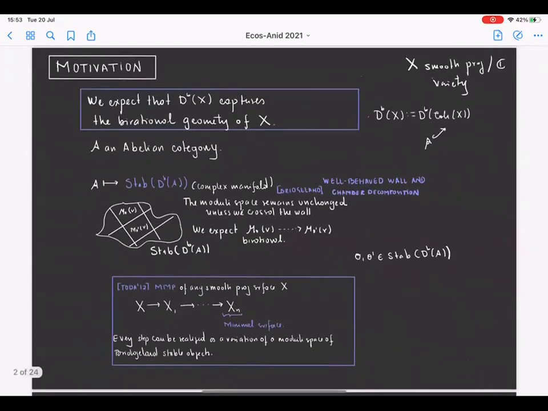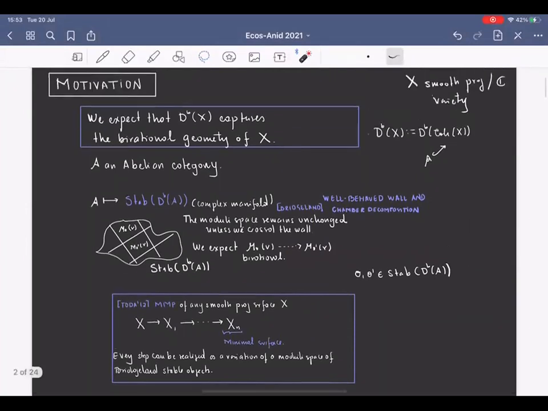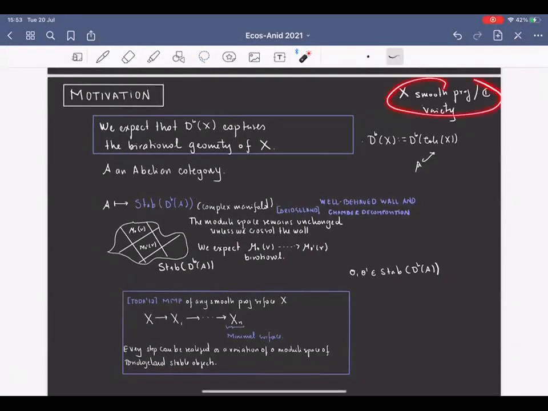So first of all, I'm going to start with some motivation, because the two main components that we're going to talk about today are stability conditions and moduli spaces. So we're going to talk about stability conditions on triangulated categories, and at least why we care about D^b(X). Here, during the whole talk, X is a smooth projective variety over C, and D^b(X) is the bounded derived category of the abelian category of coherent sheaves.